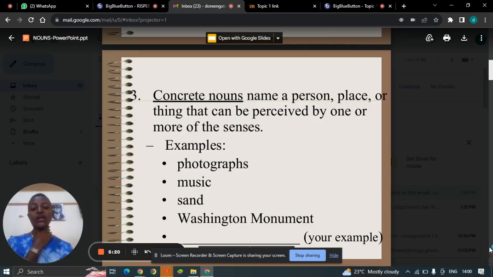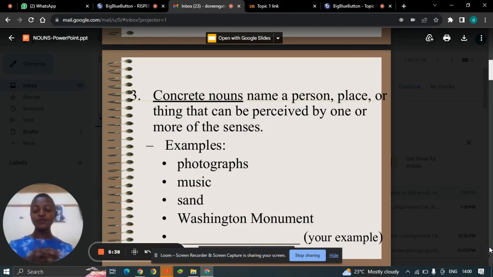When you're talking about the concrete nouns, they are the things that can be perceived by our senses. For example, photograph. You can see the photograph. If it is music, you can hear the music being played.